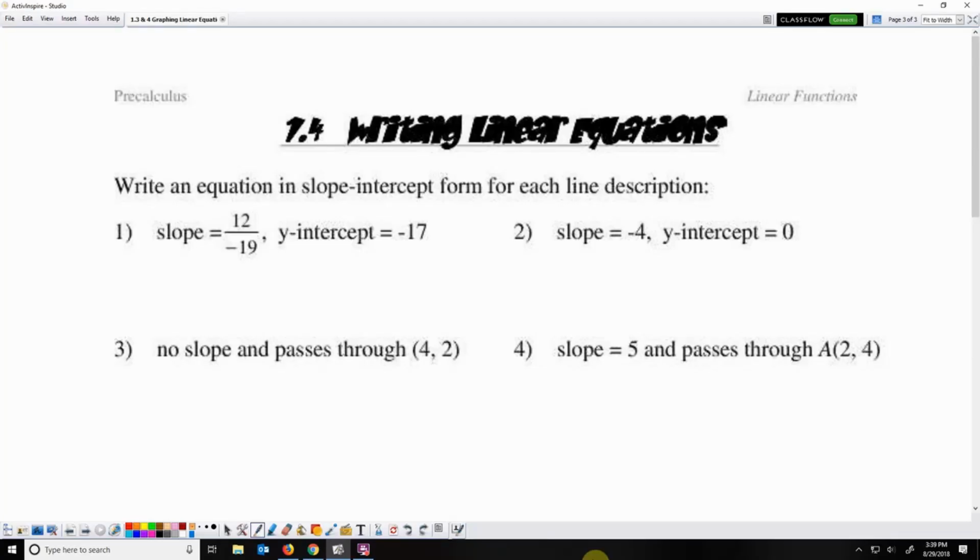Hey guys, today we're going to write some linear equations, and we're going to write them in slope-intercept form, so that's y equals mx plus b. So for number one, we're given the slope and the y-intercept, so that's y equals the slope, 12 over negative 19, and it doesn't really matter if the negative's in the numerator, denominator, or in the front, times x, so that's your mx, plus b, and the b is negative 17.